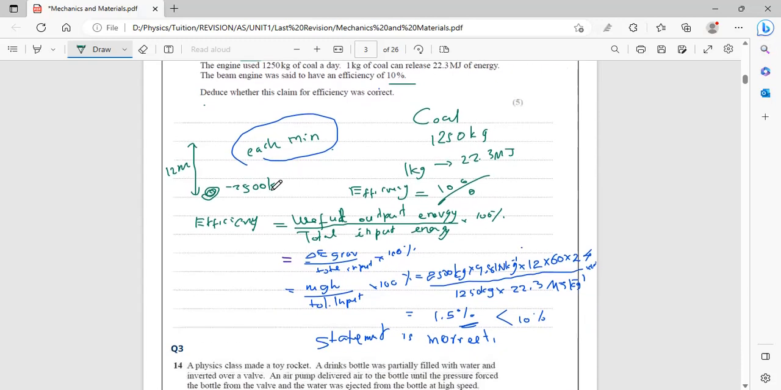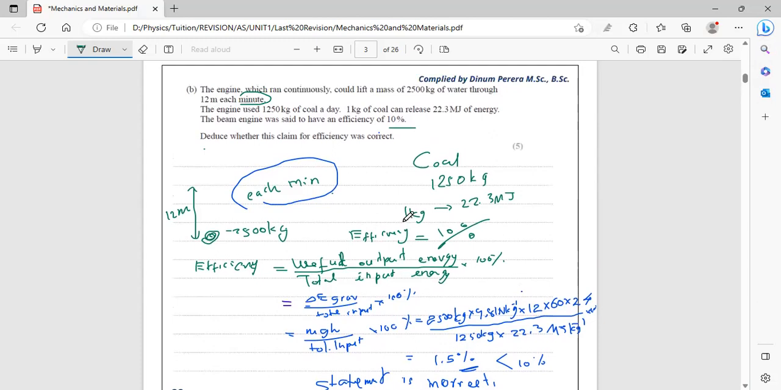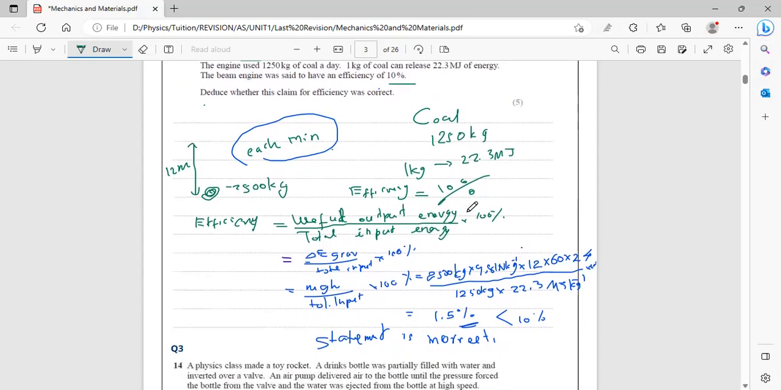Okay, so 2,500 kilograms of water is lifted 12 meters each minute. This is the useful work done, and it is given per minute. And the input energy is produced by coal. Each 1 kilogram of coal produces 22.3 megajoules, and in a given day, you use 1,250 kilograms of coal, right? Accordingly, you should be able to find the total input energy, right?